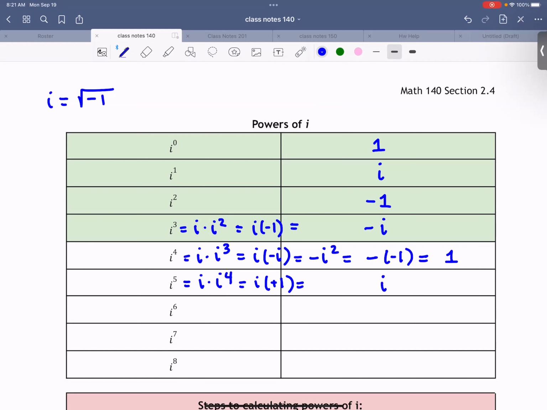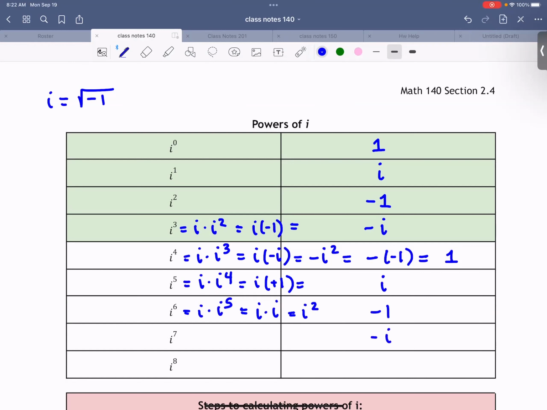Okay, let's do one more. I to the sixth power, isn't that I times I to the fifth power? Okay, I to the fifth power using our chart is I. So this is I times I, which is I squared, which is negative 1. What do you think I to the seventh is going to be? Negative I. Negative I, right?